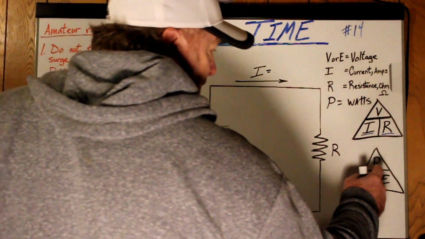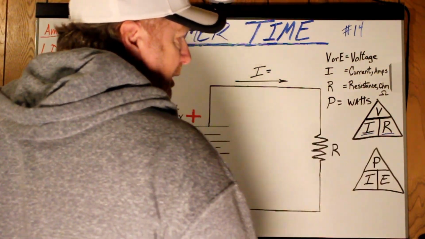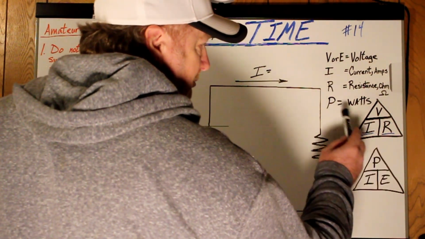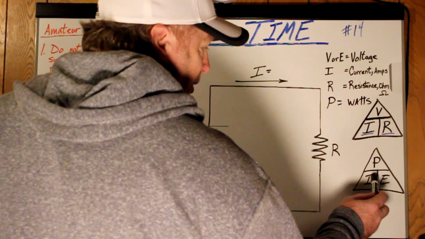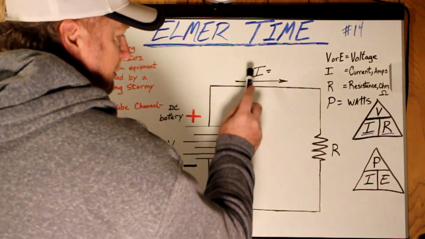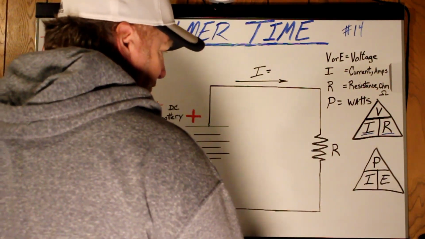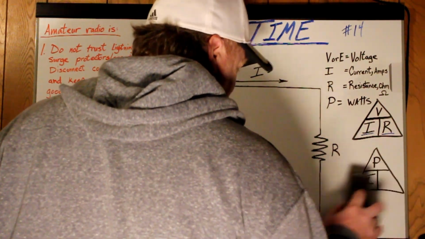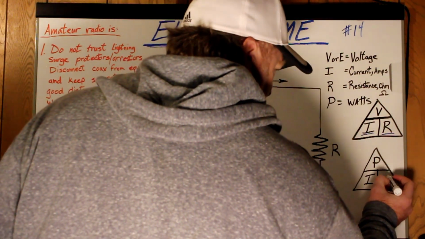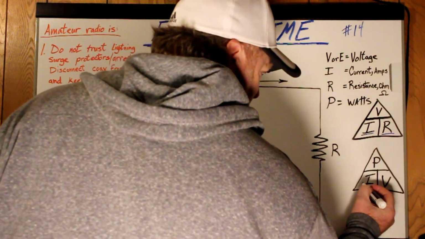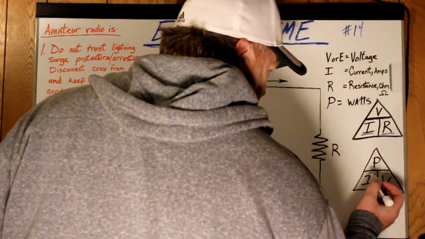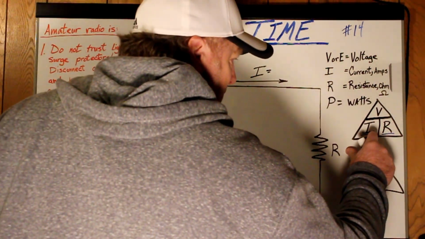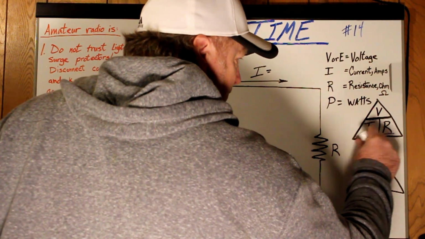So, P is the representation for power, for watts. I, of course, is the current. E can also be changed over to V, if you like, to make it a little easier, for voltage. So it's the same kind of calculation that Ohm's law is.